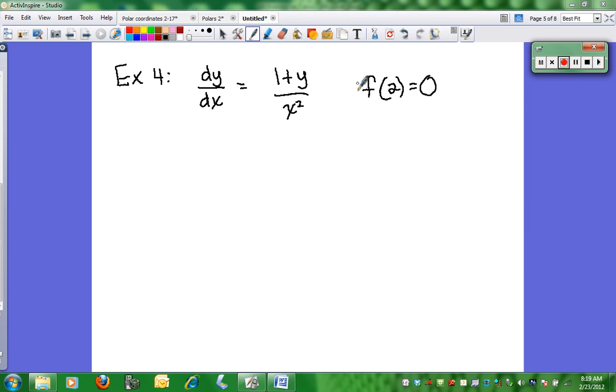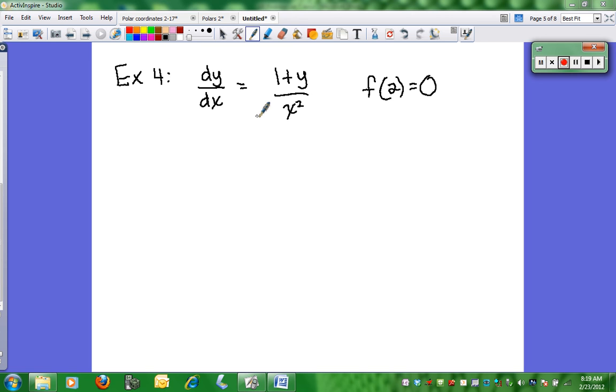Hey, welcome back. This is differential equations 3, and I'm going to do one more example of a differential equation with the separable differential equations. So we have dy dx equals 1 plus y over x squared, where our initial condition is f of 2 equals 0. And we're going to solve this.